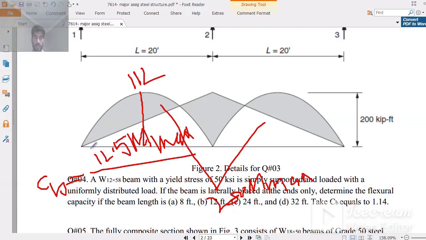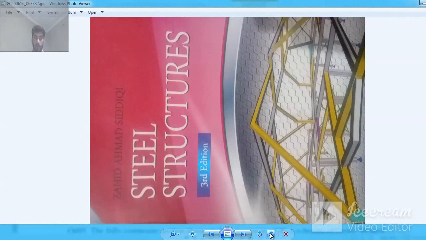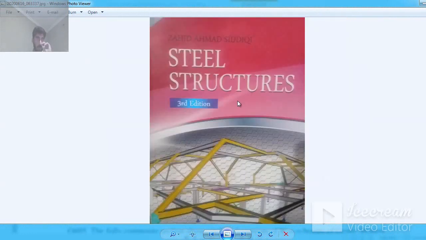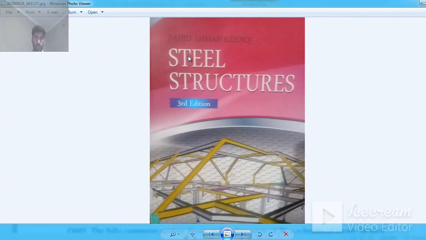Now I am doing another example on the lateral torsional buckling coefficient, or modification factor CB. This is a cantilever beam, and I am covering the example from Zaid Ahmed Siddiqi's Steel Structures, 3rd edition. The book is available on the net as well as in our local market in Pakistan. Zaid Ahmed Siddiqi is a professor at UET Lahore and an author of Concrete Structures and many other books as well. So let's start.